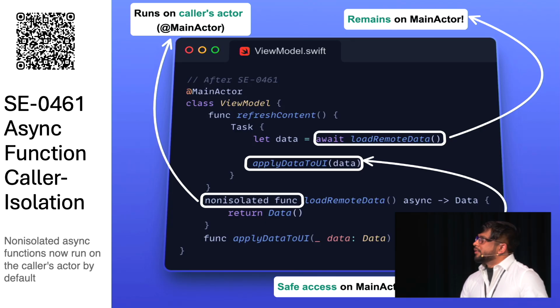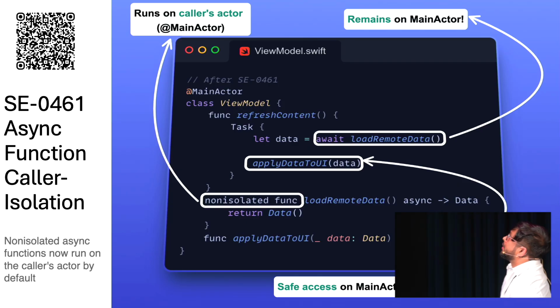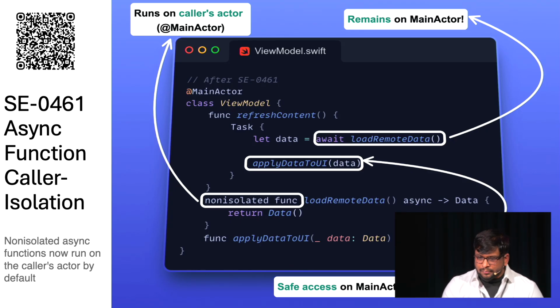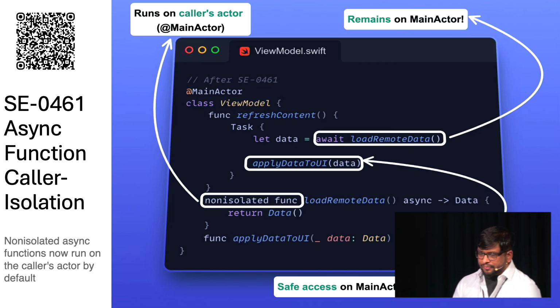Previously, it would run on the background. And applying the data to UI is an easy and safe access, so all will remain on the main actor. So nonisolated async functions now run on the caller's actor by default. This is the tagline: the correct behavior is now the default behavior.